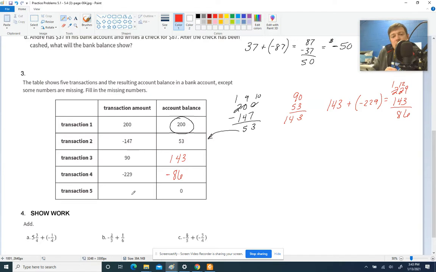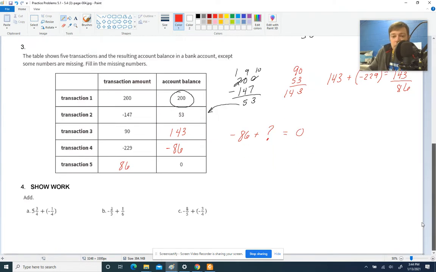So this last one is like, okay, well, you're in the hole $86. What do you need to do to get back to even? Well, I would need to deposit that number's additive inverse. What can I add to this to get 0 again in my account balance? And that would be a positive 86. It would just counterbalance how much I owed in the first place.